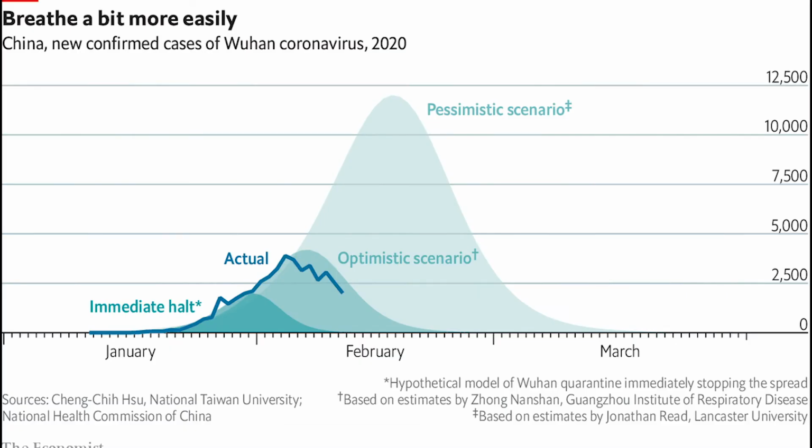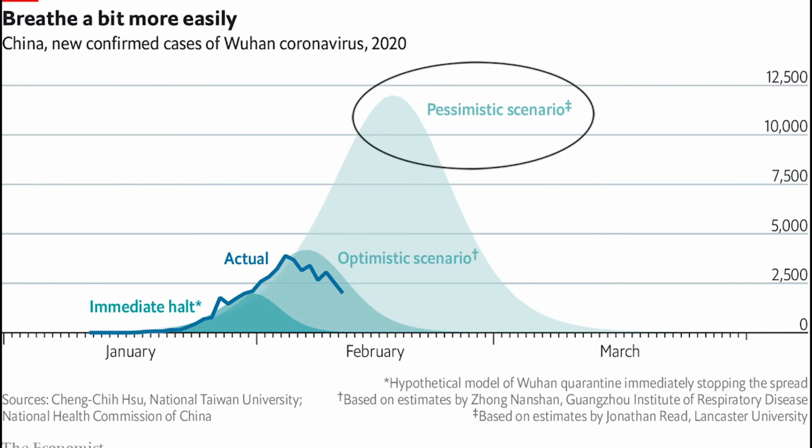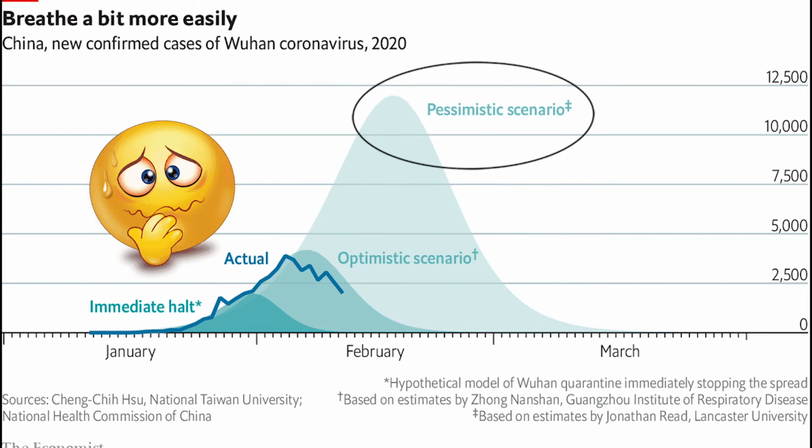Some people don't follow the guidelines set to help people stay healthy. But let's say no one did. Life kept on how it was and everyone was just out and about. The worst case scenario would have the highest curve. Everyone would be getting sick, and a lot more people would be dying than there are now.